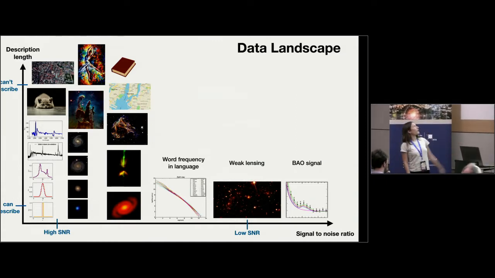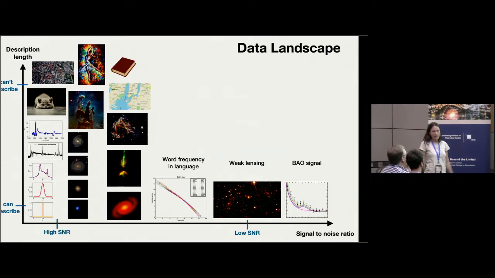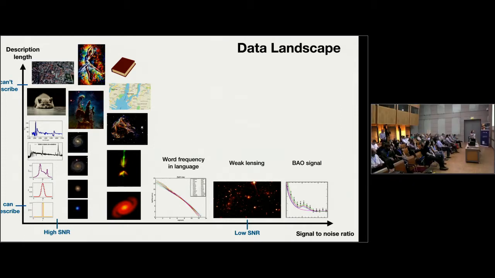I'm going to talk today about how we find simple structures in complex astronomical datasets. This work was done in collaboration with Professor Brice Menard from Johns Hopkins University. And I always like to start with what I call the data landscape.